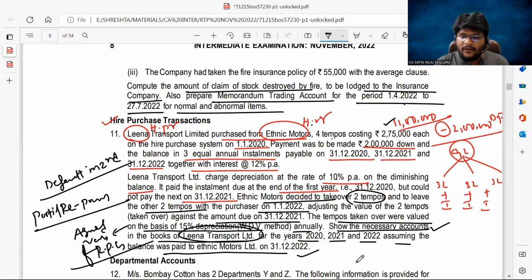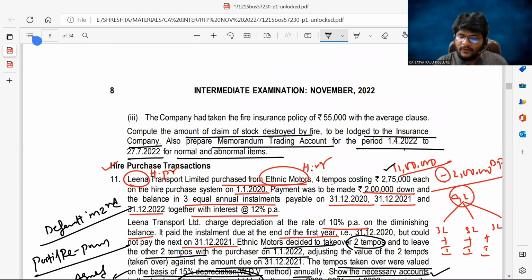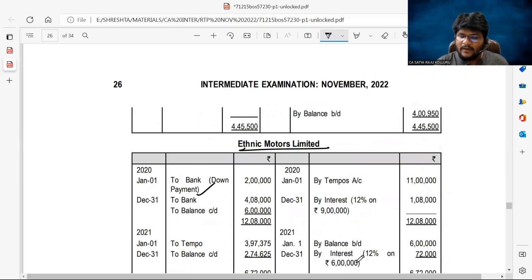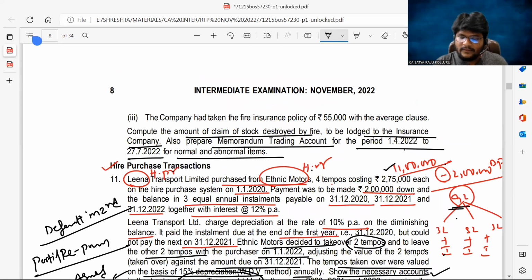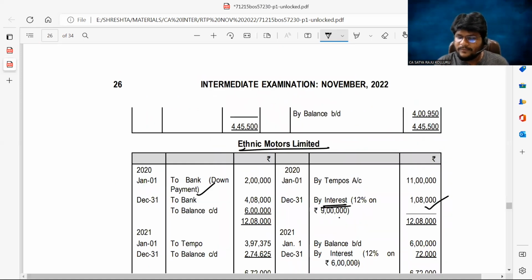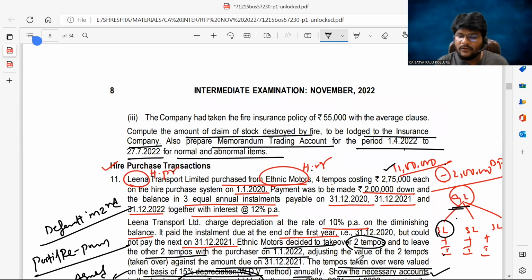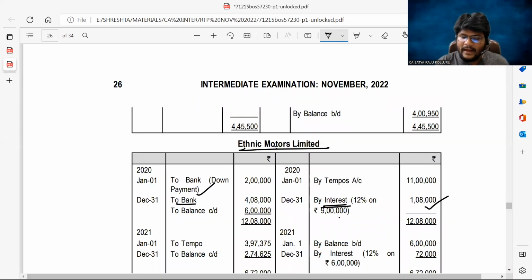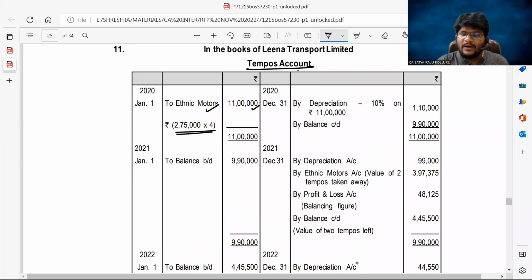Then at the end of the first year, that is as on 31st December 2020, first you need to work out the interest. That is interest account debtor to hire vendor. 9 lakhs is the opening balance after making the down payment. On 9 lakhs, 12% means 1,08,000. Then how much amount you need to pay as the first installment? 3 lakhs plus that 1,08,000. That is Ethnic Motors to bank 4,08,000 they paid, and the balance was 6 lakhs. For the asset account, they are providing the normal depreciation on 11 lakhs into 10%, 1,10,000. The remaining will be the balancing figure to balance brought down.